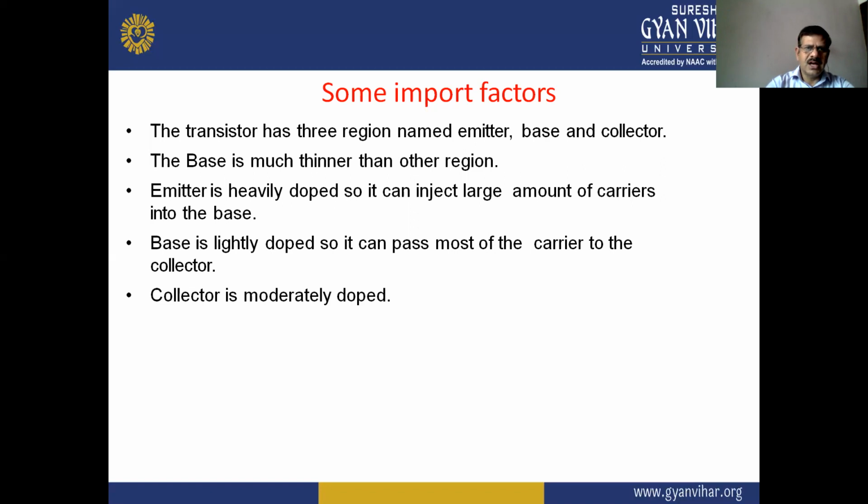And the next one is the collector, which is moderately doped. So there are total three layers or three terminals, which are heavily doped, lightly doped and moderately doped. So emitter is heavily doped, base is lightly doped, and collector is moderately doped. These are some important factors about the three layers of the transistor.